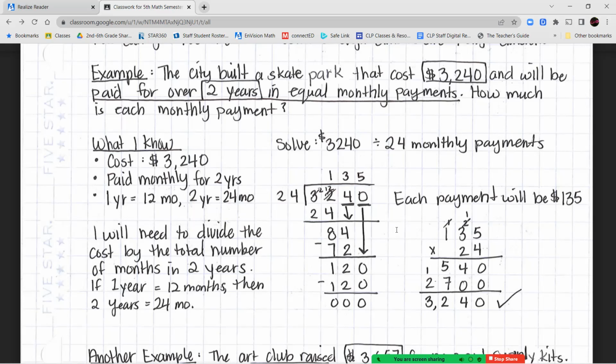To check our work, we're going to use the inverse operation, and we're going to do 135 times 24. We add our two partial products, and we did get back to 3,240.